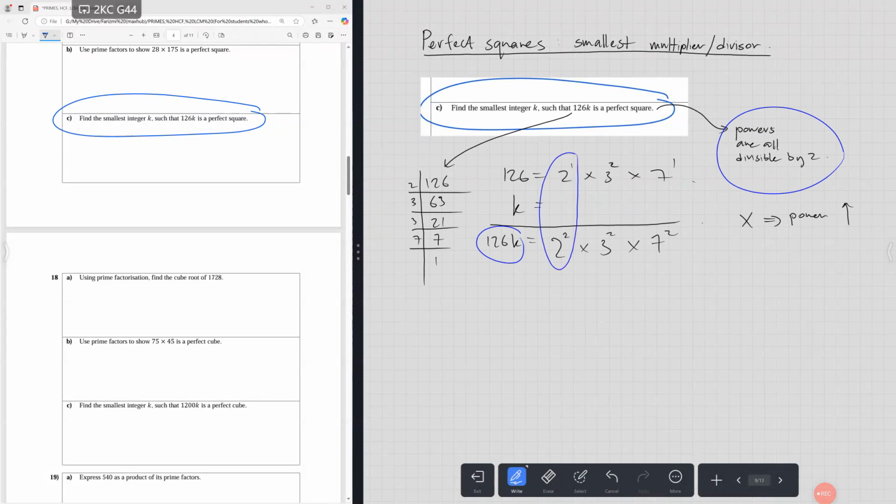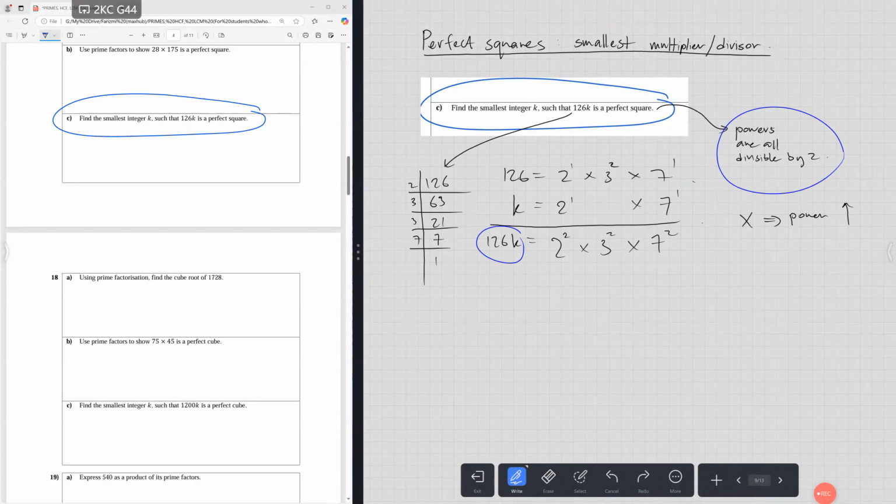So look at this column here. How do we get from 2 power 1 to 2 power 2? You want to multiply it by something, so it's 2 power 1. If you take 2 power 1 times 2 power 1, it gives you 2 squared. Next, of course, same thing for the 7. 7 power 1 times 7 power 1 gives you 7 squared. And this results in having a perfect square.